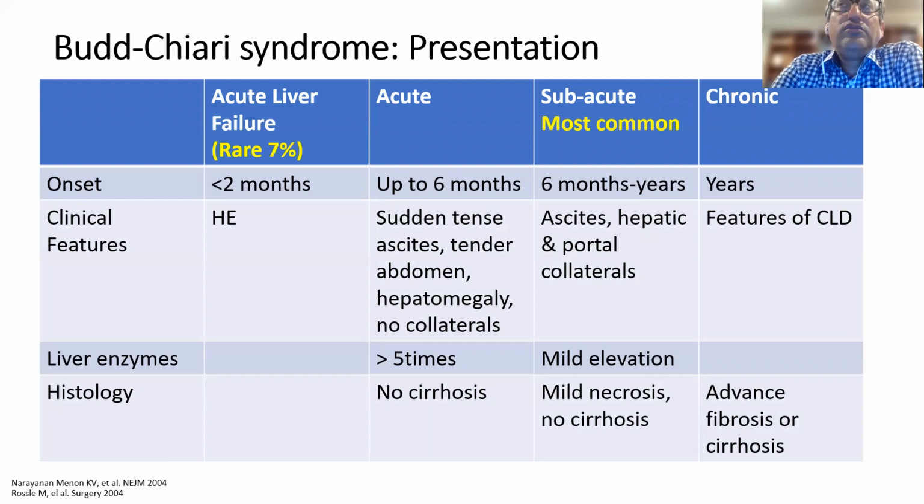Now, when we also look at the different presentations, we hear a lot about acute liver failure as a presentation, but it's overall rare, about 7%. This is typically when the hepatic vein obstruction symptoms are less than 2 months. And these patients do present with hepatic encephalopathy, as that's in the definition of acute liver failure.